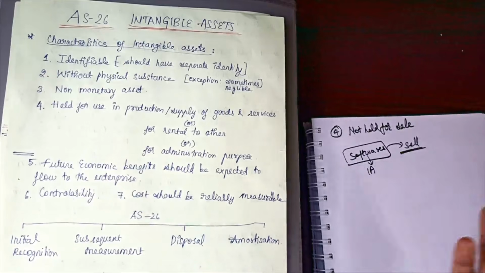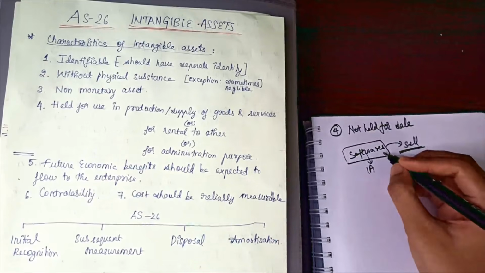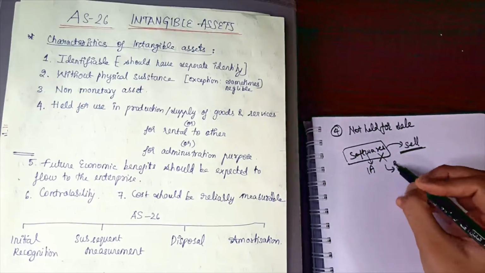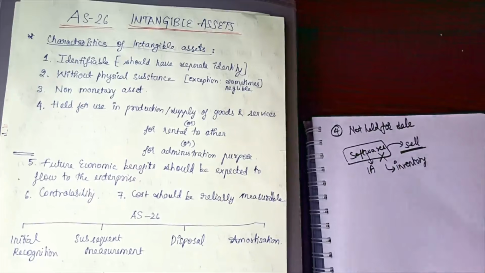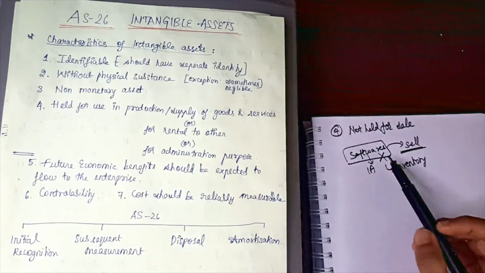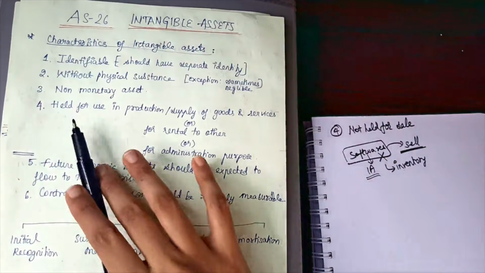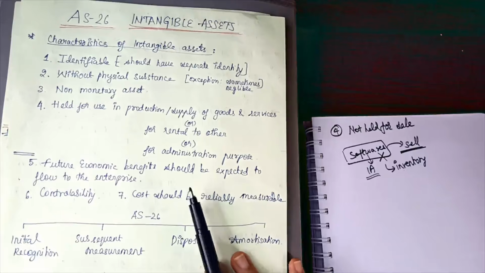It is not for use in your own business. So this software would not be considered as an intangible asset. This software in your entity would be assumed as your inventory, would be accounted as your inventory. So the software would not be an intangible asset, it would rather be inventory. That is the difference between held for use and held for sale.